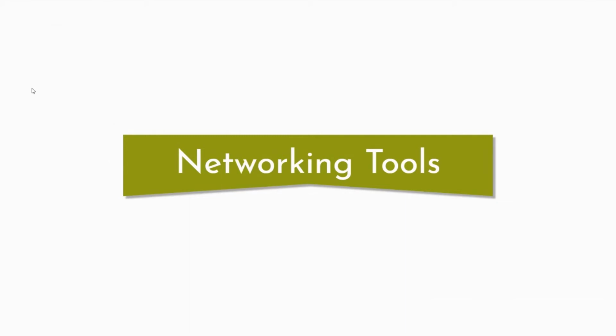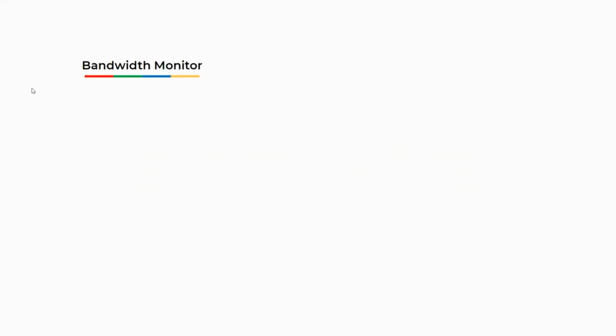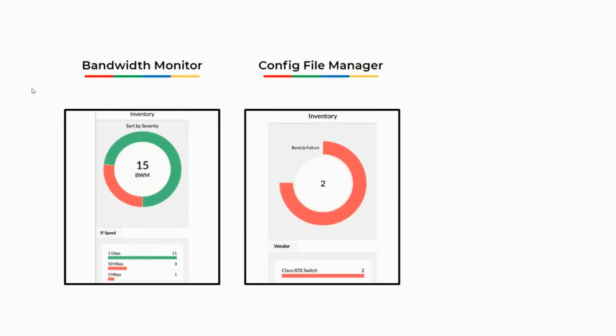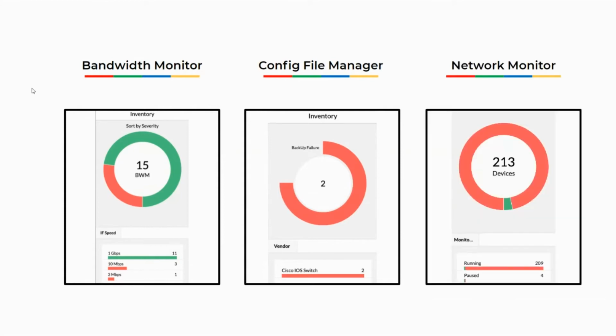Starting with our first networking tool, which is the bandwidth monitor, OpUtils helps you to analyze the bandwidth consumption of your network. You can see who's consuming your bandwidth and how much bandwidth is being consumed. You can also have the config file manager, where it helps you manage the startup and running configurations of Cisco devices. We have the network monitor, through which you can monitor the availability of your network devices. Let's see in detail about these three tools, starting with the bandwidth monitor.